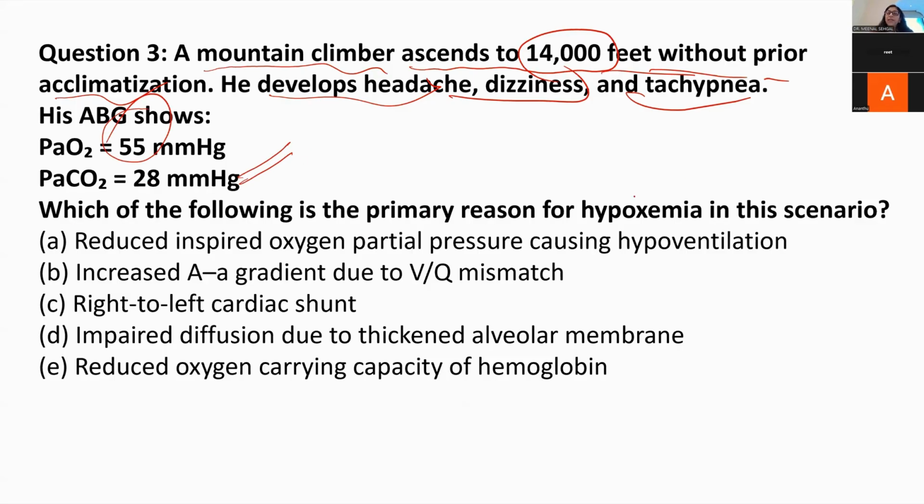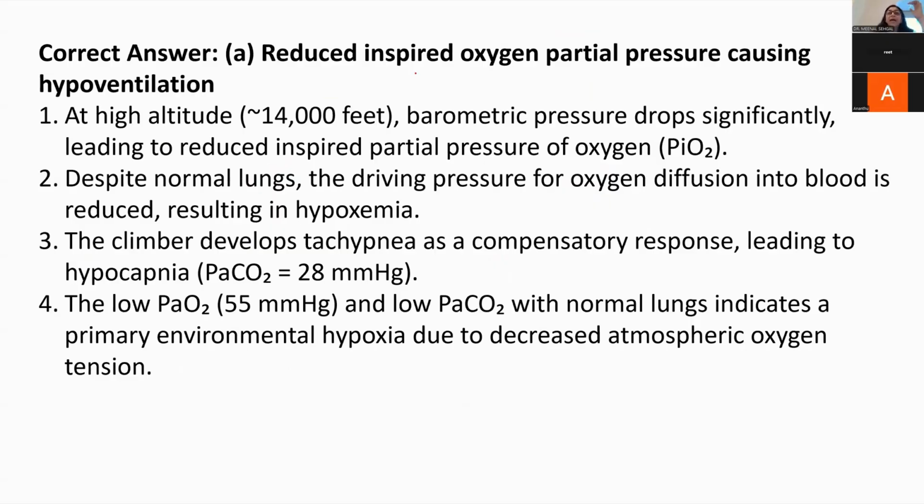So what is the primary reason for the hypoxemia? Tell me. This is very simple. At high altitude, 14,000 feet, the inspired oxygen itself is low. So that is causing hypoventilation. Correct. So reduced inspired oxygen partial pressure causing hypoventilation. So what is happening here at high altitude of 14,000 feet?